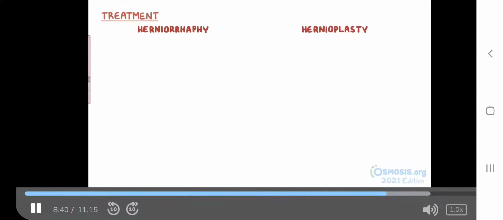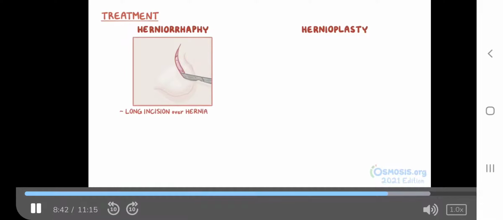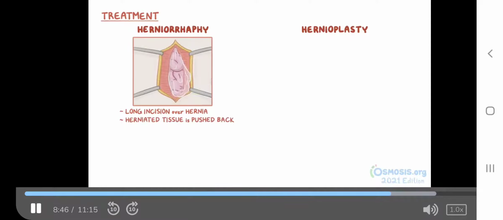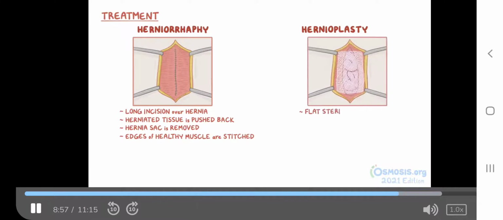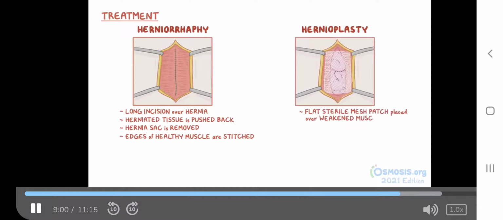Herniorrhaphy involves making a long incision directly over the hernia to access it. The herniated tissues are then pushed back to their original location. The hernia sac of the abdominal wall is removed, and the edges of the healthy muscle tissue are pushed together and stitched. Hernioplasty is a type of hernia repair surgery where a flat sterile mesh patch is placed over the weakened muscle opening and then stitched into the surrounding tissues, which keeps the mesh in place as reinforcement for the weakened muscle tissues. Hernioplasty is better known as mesh or tension-free hernia repair.